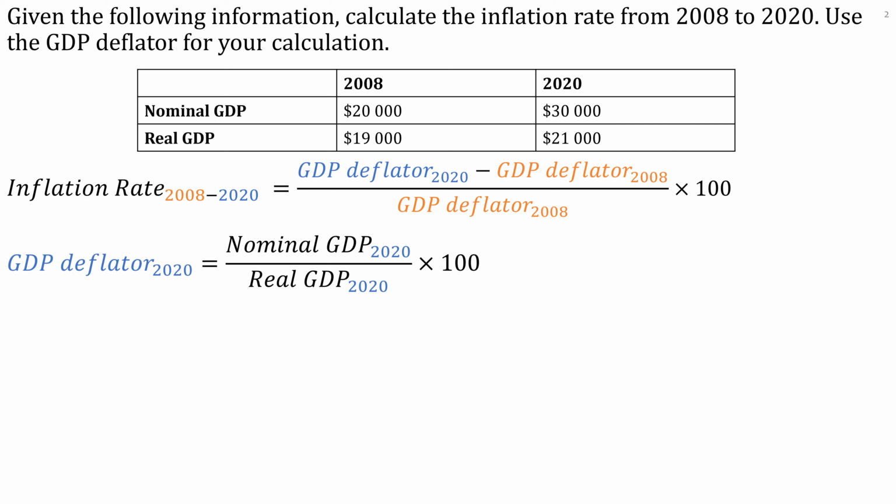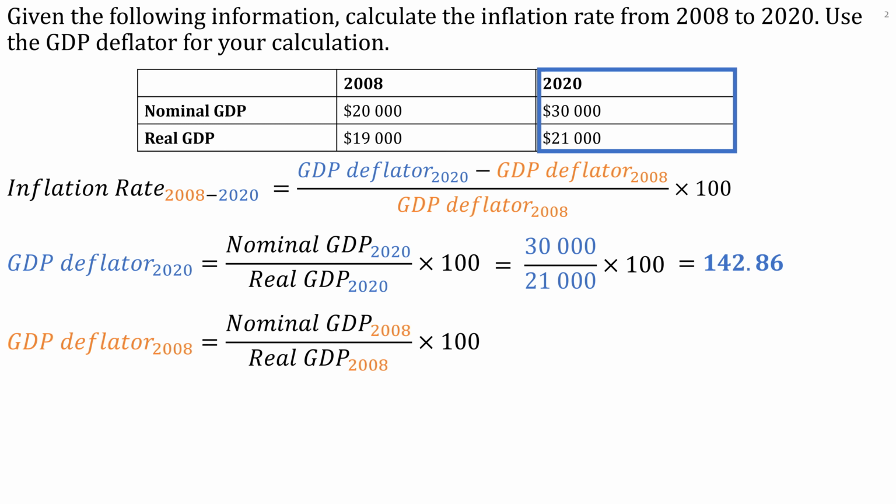We just divide the nominal GDP by the real GDP, so we get a sense of what prices were like in a particular year. And if we do that using the numbers for 2020, it's just 30,000 divided by 21,000 times 100, and we get that the GDP deflator in 2020 was 142.86. If you're not told how many decimal places to round to, just round to 2. Do the same thing for 2008.